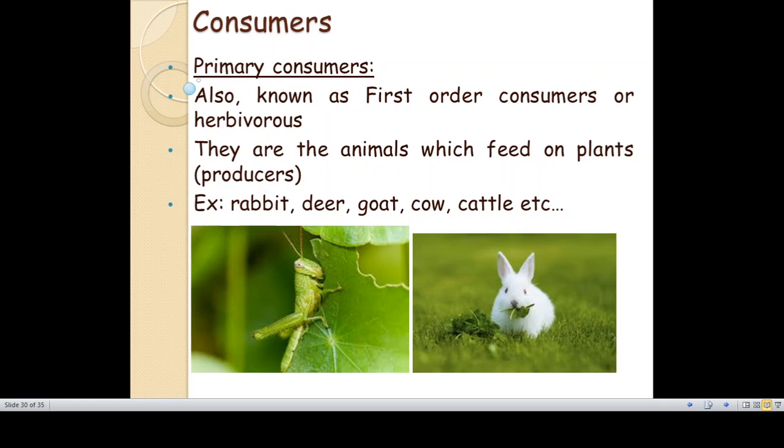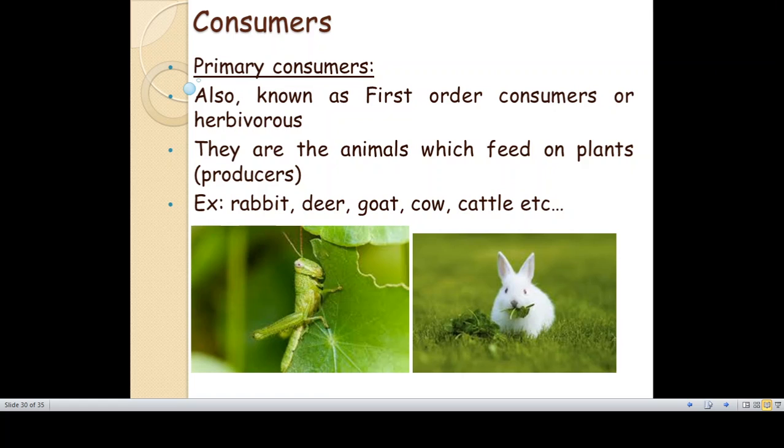They are the animals, okay? They are the animals which feed on the producers. That means they are the animals which feed on the plants. Now this can be an insect or a proper animal as shown in the picture. So it can be an insect, something related to caterpillars, or it can be something related to cattle, cows, goats, deer, rabbits, etc. So you can go from a smaller range to a wider range also. But have a basic idea that primary consumers only consume plants, that is, they are herbivorous.